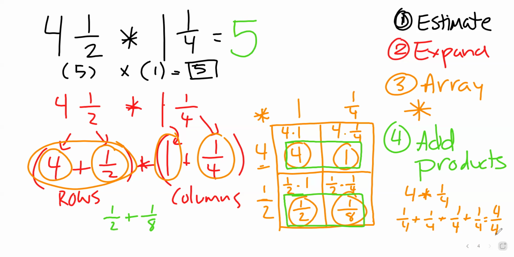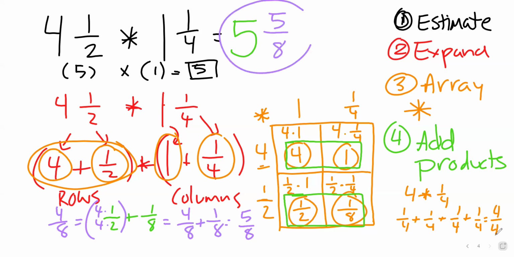Okay, so compatible? No, right? If I'm adding fractions, we always check for compatibility, and they're not. But I do see that the lowest common multiple of these is 8. So I'm going to multiply 1/2 to get 4/8. And now I have 4/8 plus 1/8, which equals 5/8, which would then be my final answer. 4 1/2 times 1 1/4 equals 5 5/8.